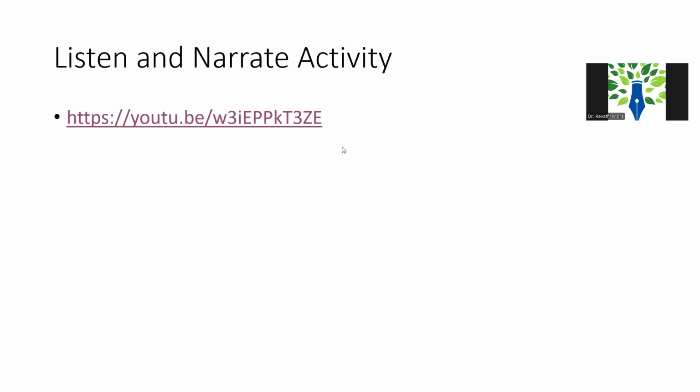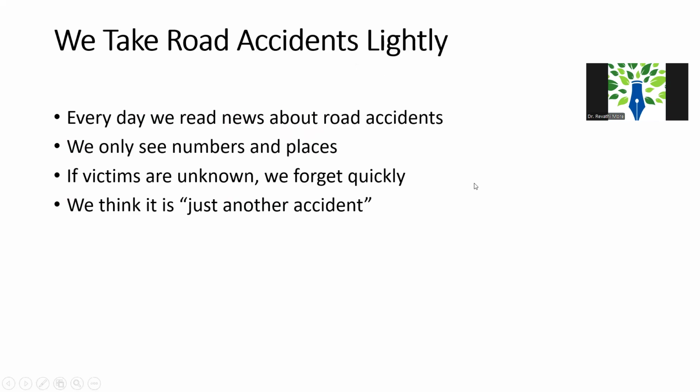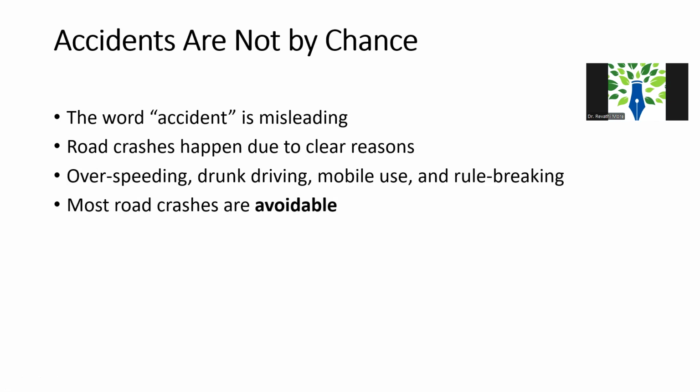Okay. So now look. What does the TED Talk say? What are the main points in this TED Talk? First thing, every day we read news about road accidents. We see only numbers and places. If victims are unknown, we forget quickly. We think it is just another accident. So this is what is told by the speaker in the TEDx speech, isn't it?